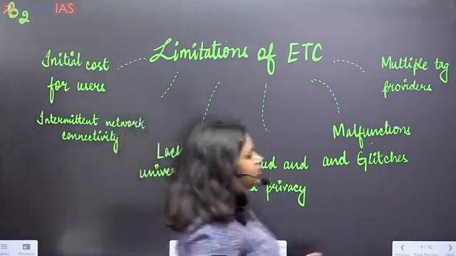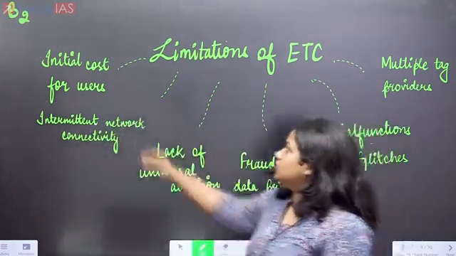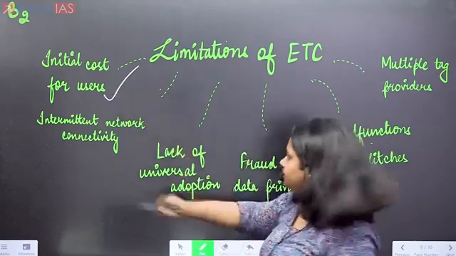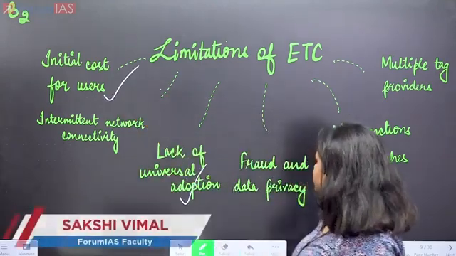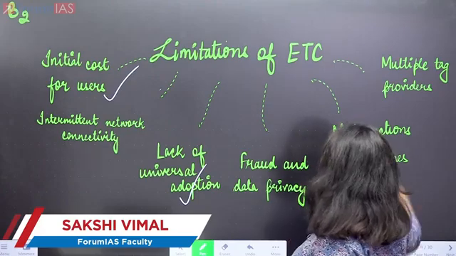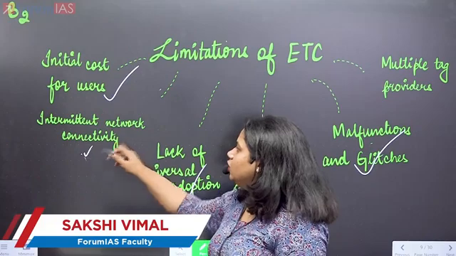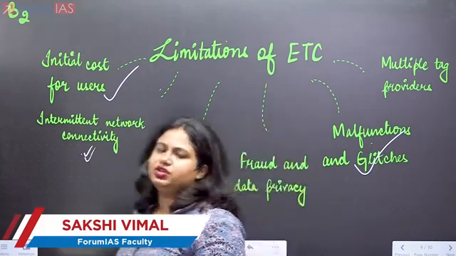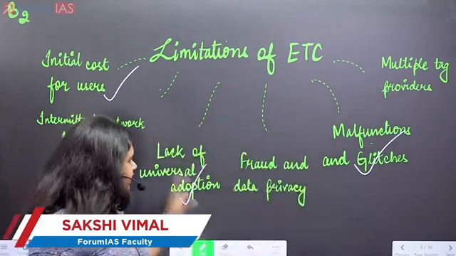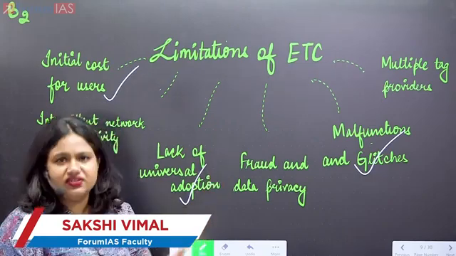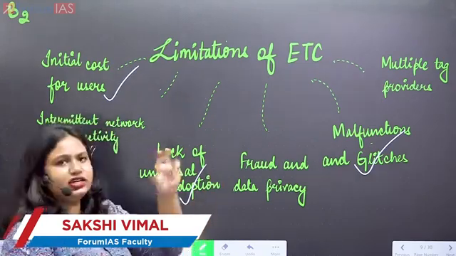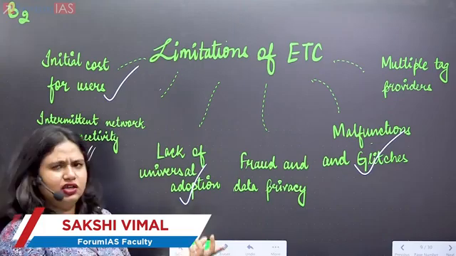The arguments that I want you to include for sure: initial cost, everybody can write, right? Lack of universal adoption, right? Malfunction and glitches. These problems everybody can write. I would expect a lot of you to be able to write about connectivity issues also, right? If you're writing something more specific, which has to do with the angle and adjustment of the reader and the tags, they are also helpful.